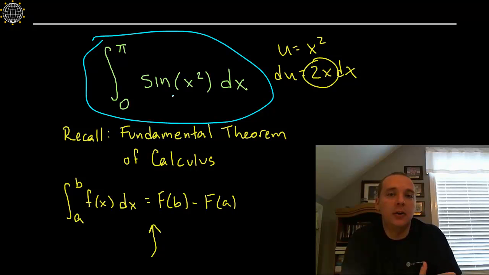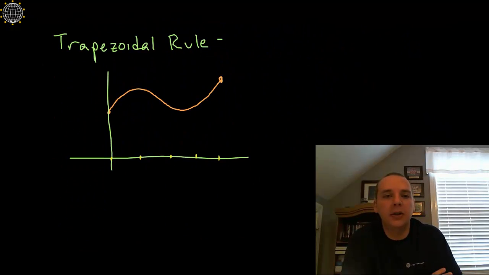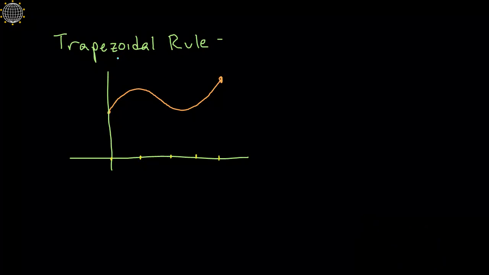So this would be good for something like sine x squared that you can't integrate. So here's the way it goes. Trapezoidal rule. The name pretty much says it all. We're going to use trapezoids instead of rectangles. So watch here. I'll draw it on your graph here.